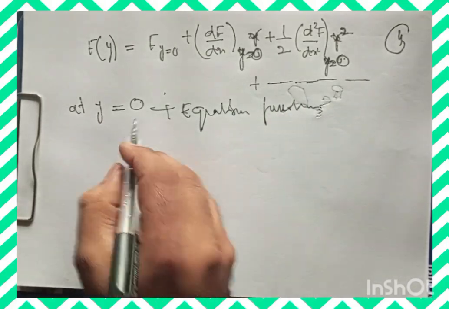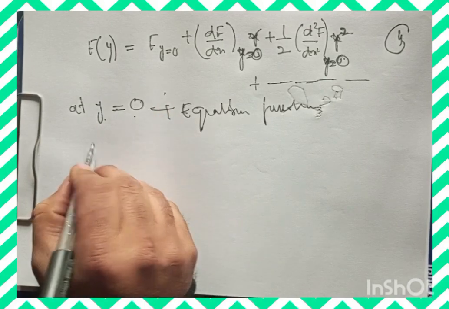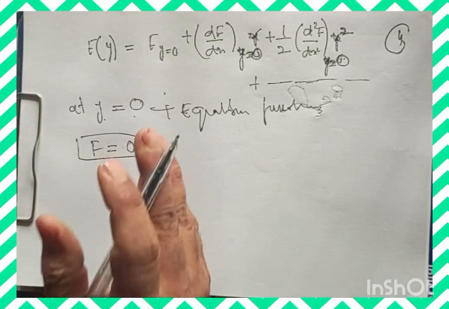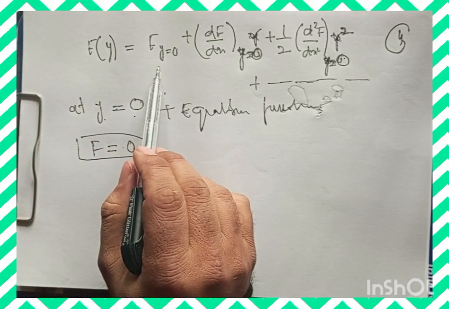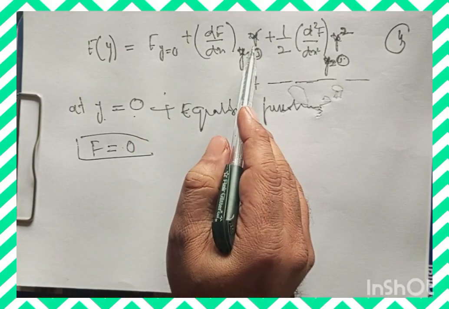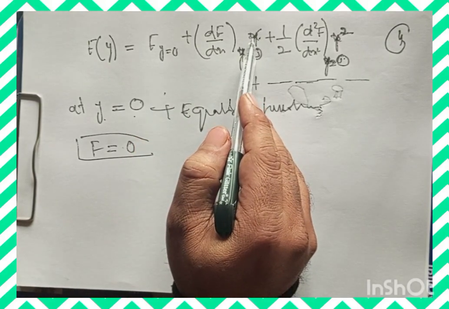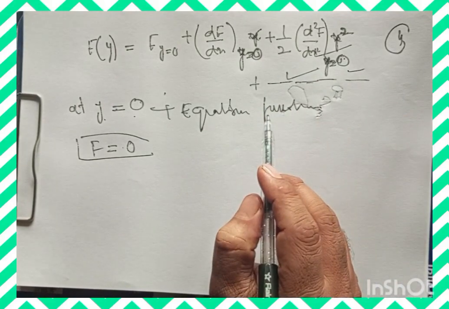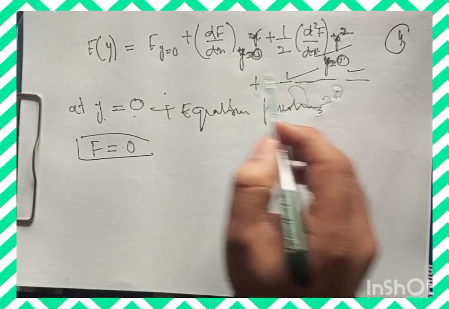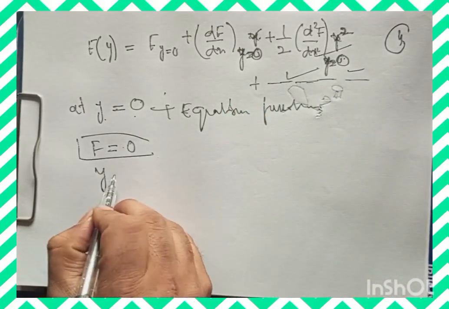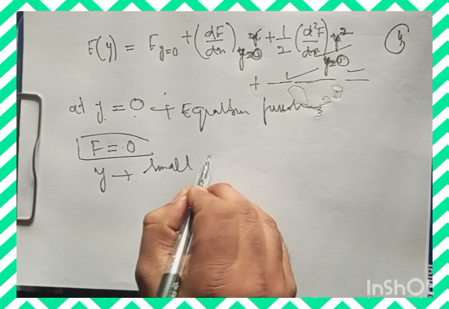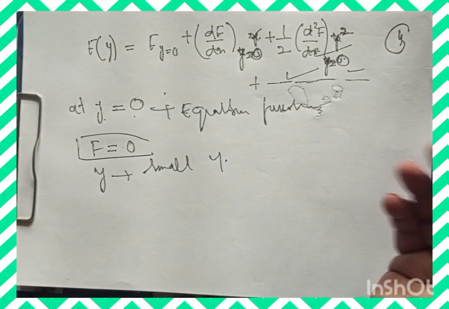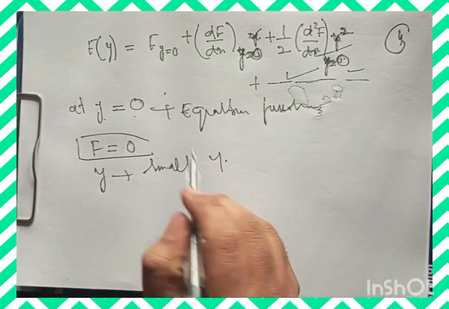Okay, and at y equal to 0, f certainly has to be 0. This f that we have, the part of the force that we have, has to be 0. And for small y, the values of y square, y cube, y to the power of 4 are very, very small in comparison to the value of y. For small y that we have, we can neglect the higher order terms of this equation.